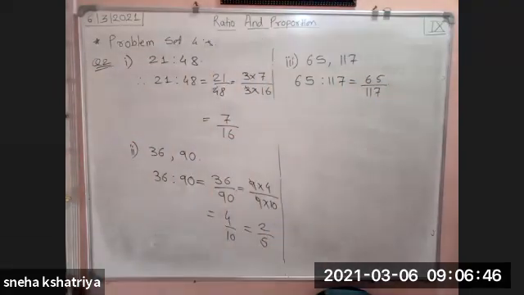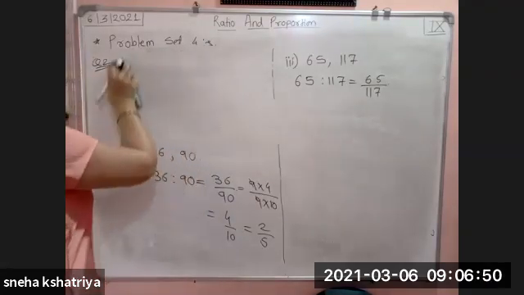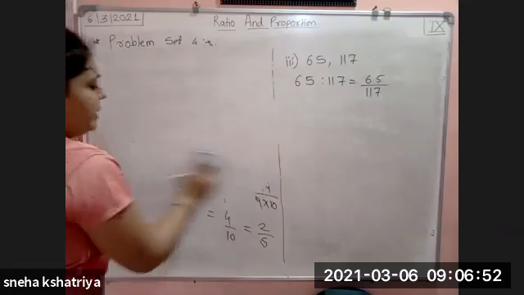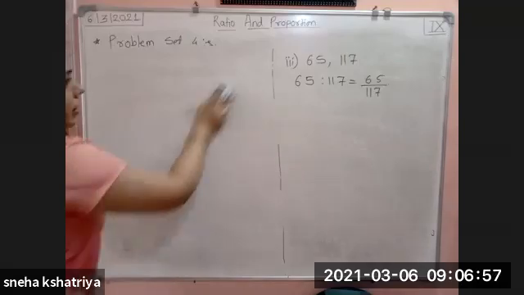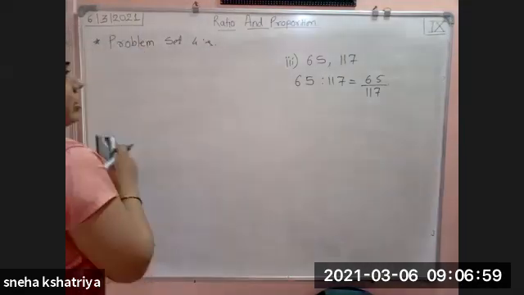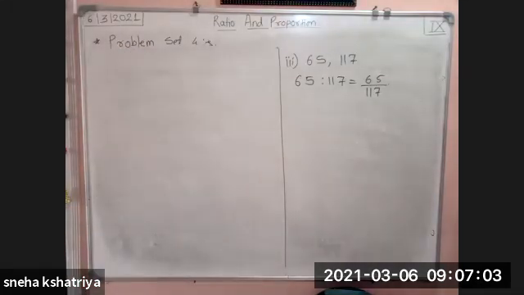Now 65 and 117. If you remember the tables, it will be easy for you to find the numbers directly, that is, in which table 65 and 117 come. But if you don't remember the tables, there is one more method by which we can solve these examples, that is by finding the factors. We can find the factors of 65 and 117.